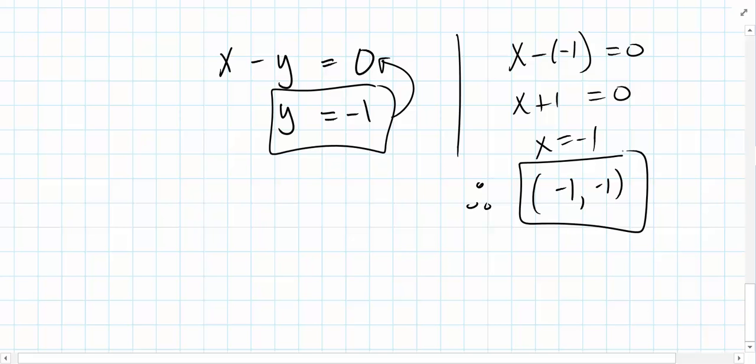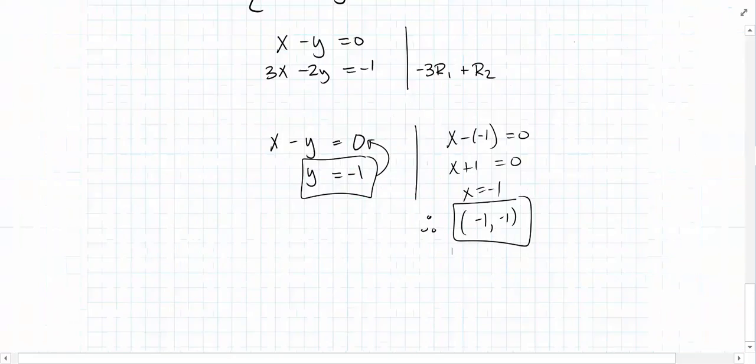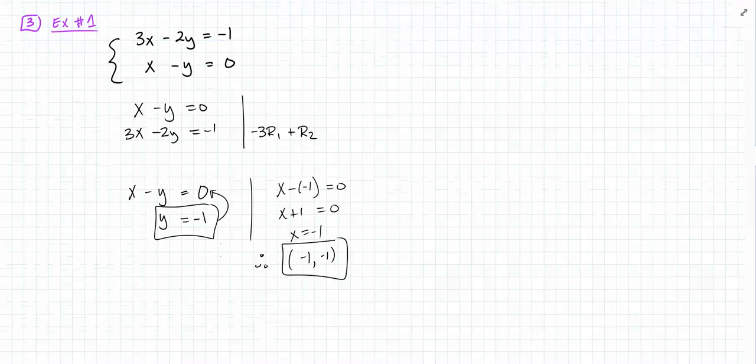Now, I'll admit that's not a very efficient way to solve this particular system, right? We could have just used substitution right off the bat and got the answer. But I wanted us to practice, get us in the mindset of thinking in row echelon form, okay?